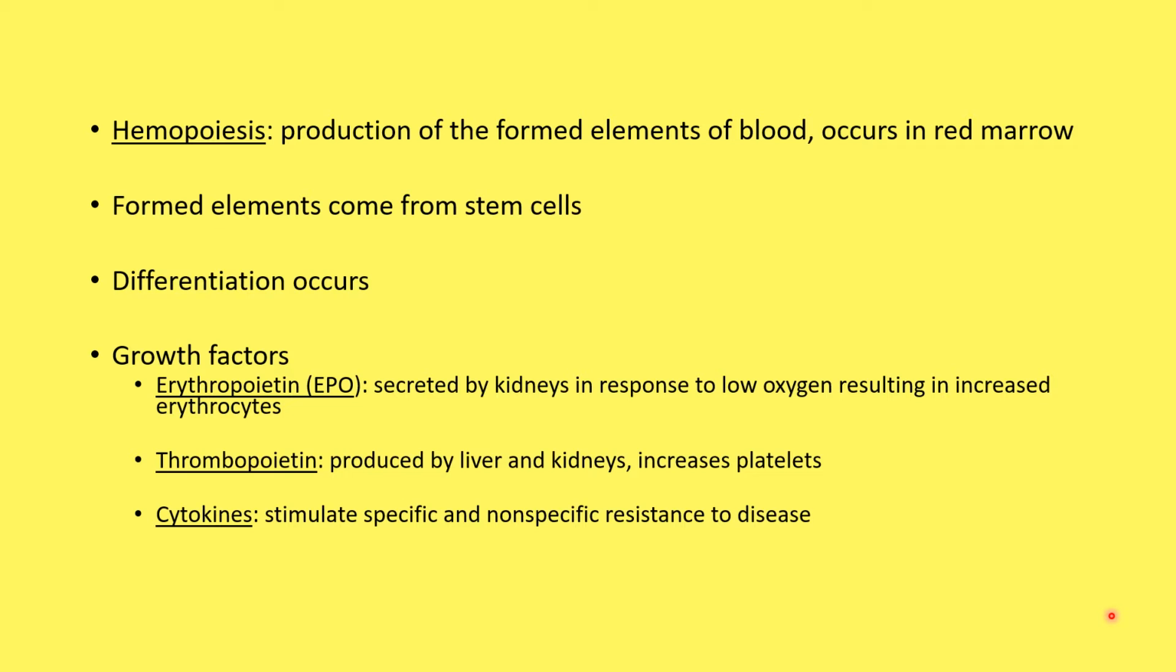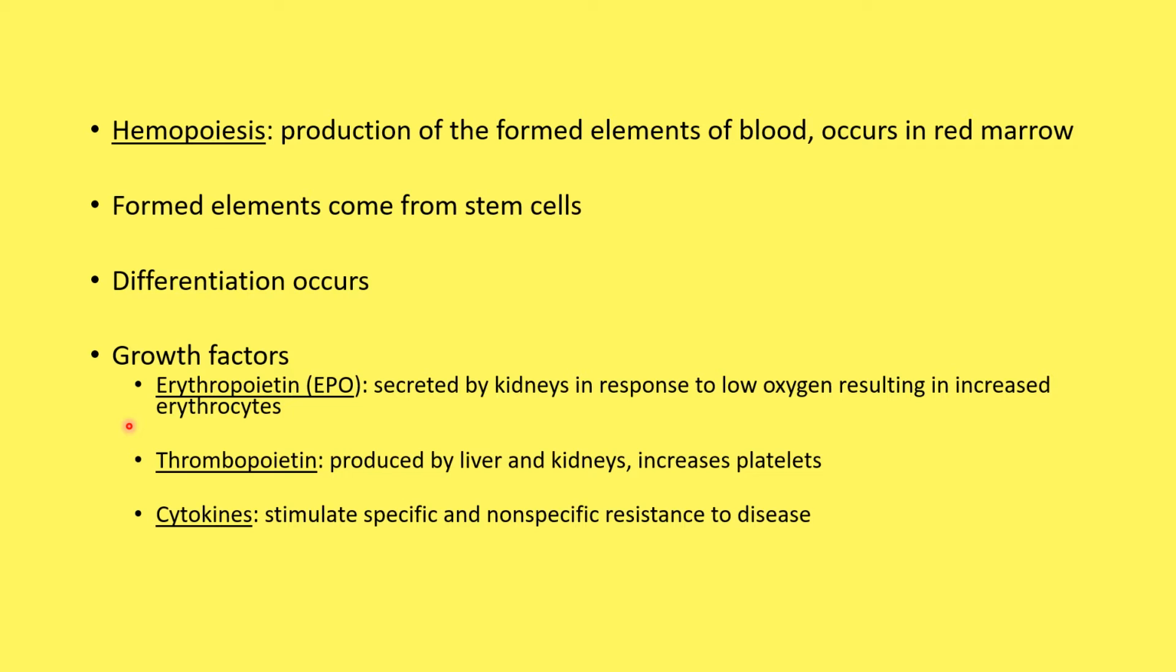That differentiation is when they specialize. So hemopoiesis is that process of forming the formed elements. There are going to be different growth factors involved. Erythropoietin, or EPO, is secreted by the kidneys. It is secreted in response to low oxygen, and the result is that you're going to see an increased production of erythrocytes. And why is that?